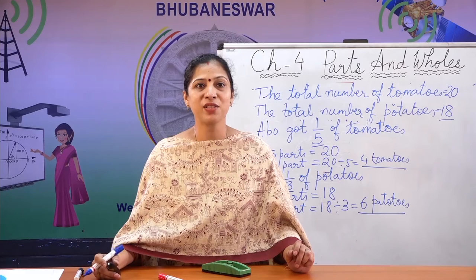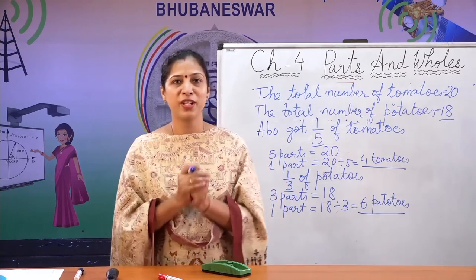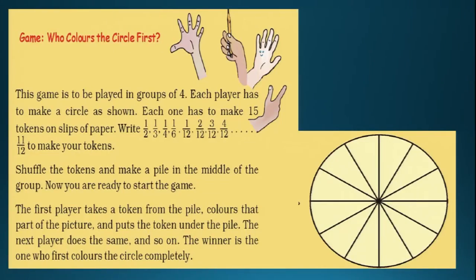Now let's go to the next one. Yeah, this is a very good game which you can play with your friends. For this game, you need 4 friends. And each one will have 1 circle, and you will divide that circle into 1, 2, 3, 4, 5, 6, 7, 8, 9, 10, 11, 12 parts. You have to divide the circle into 12 equal parts and make a chit out of it.